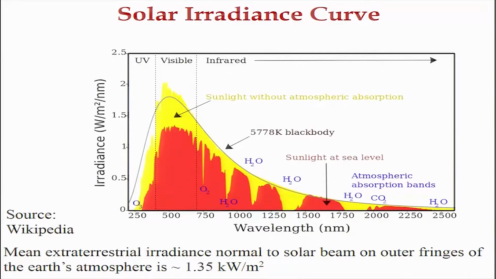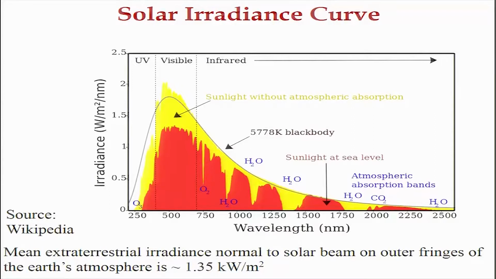So it has various components. You can see that the black line depicts the radiation which is emitted by a black body at about 6000 Kelvin. To be precise, it's about 5778 Kelvin. The energy under this black curve has various contributions. The yellow part is the sunlight without any atmospheric absorption, the energy which is not absorbed by the atmosphere. And then the red bands are the sunlight that is available to us at sea level. So you can see that there is some deterioration from yellow to red, but it's still the energy available.